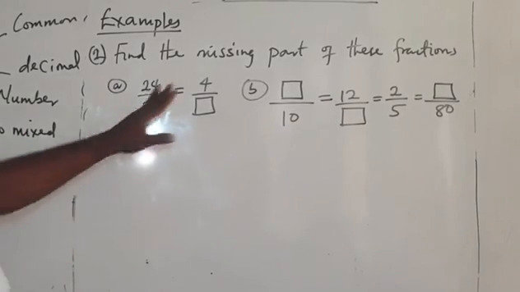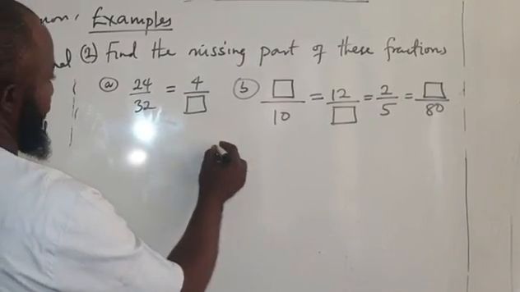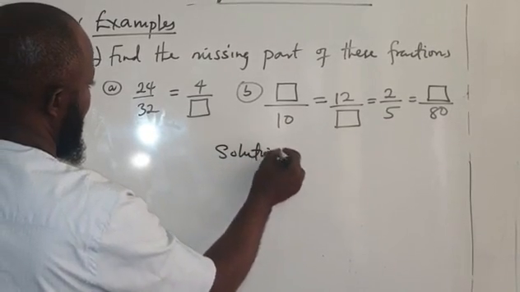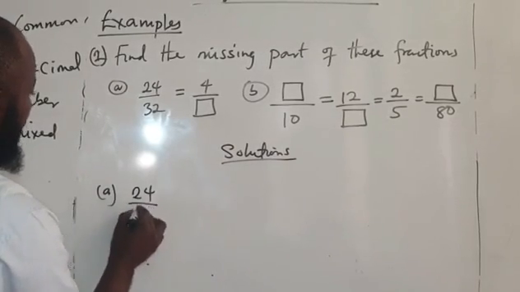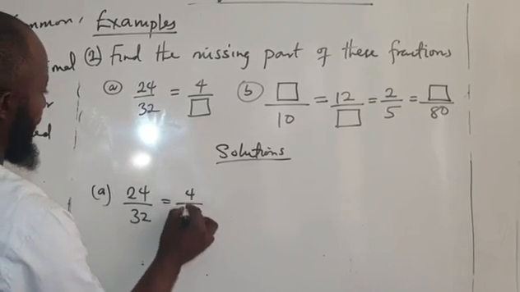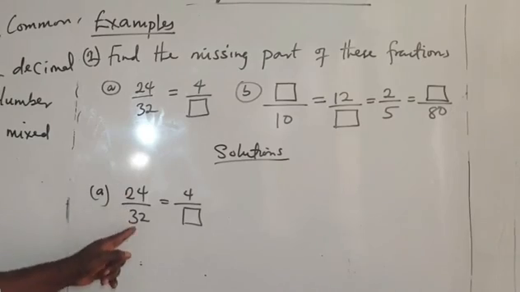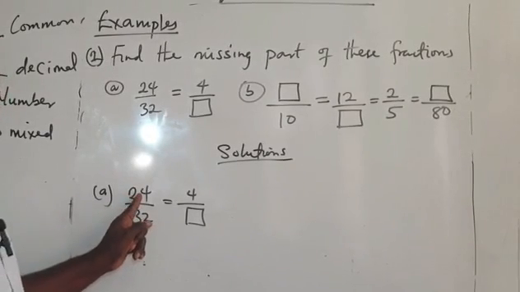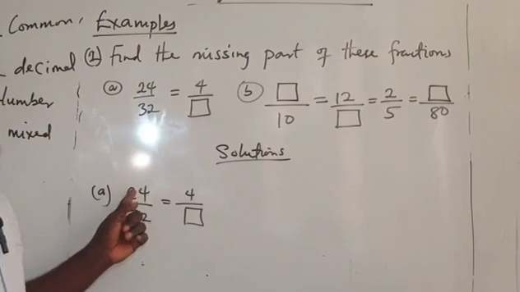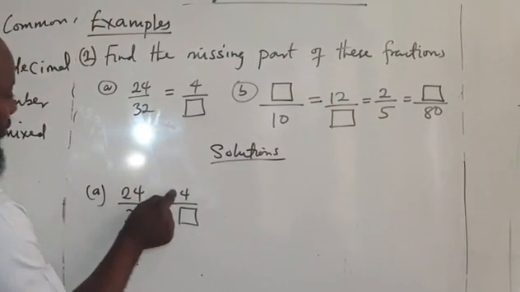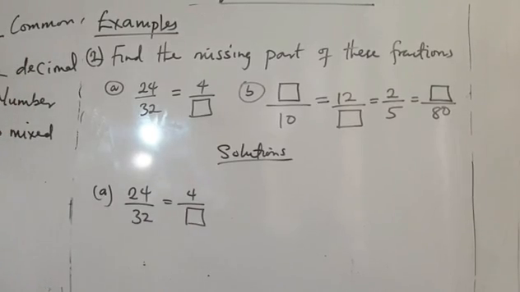Example 2. Find the missing parts of these fractions. So we have the A part. Solution: we have 24 over 32 equals 4 over blank. We don't know, so we want to find the value of this box here. You can see the numerator has reduced from 24 to 4. Something has been done to this, so the same thing must be done to the denominator. That's what we're going to find out now.